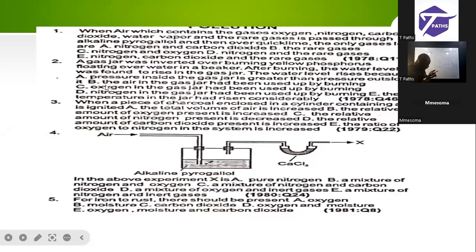The next question again, similar to what we talked about for the first one, we are considering a diagram.